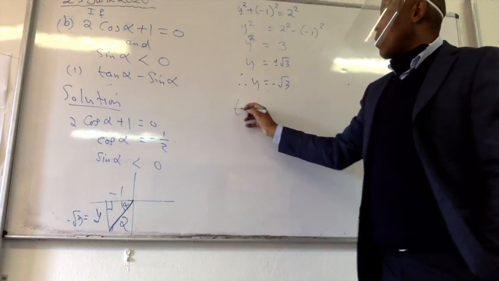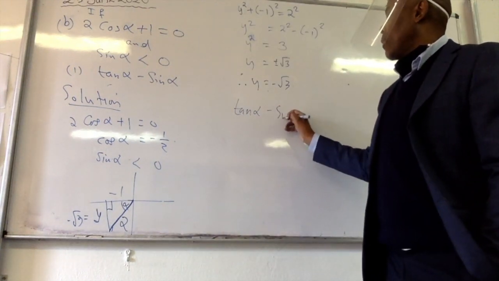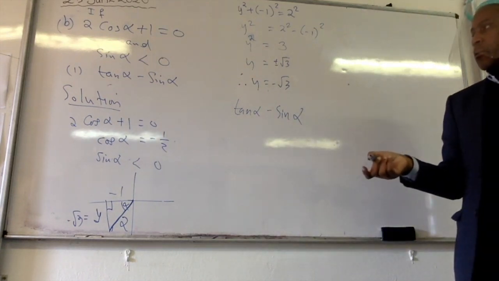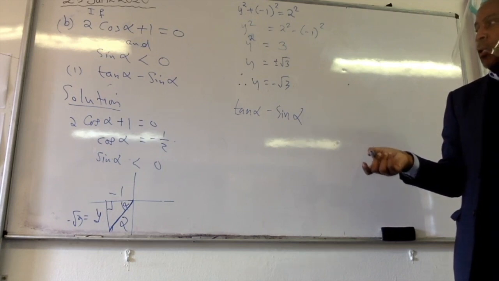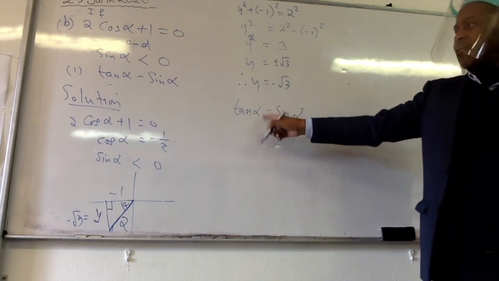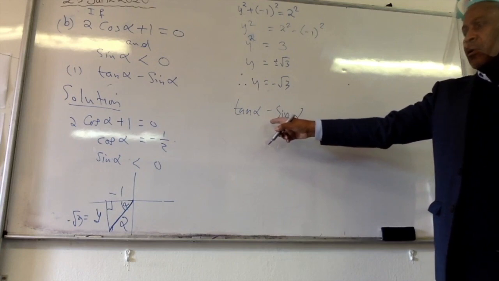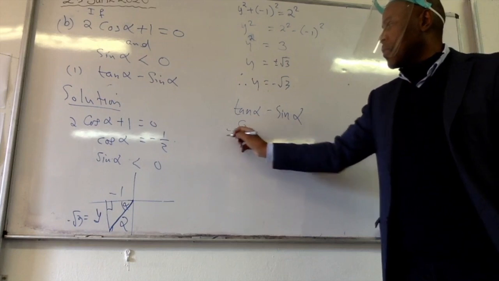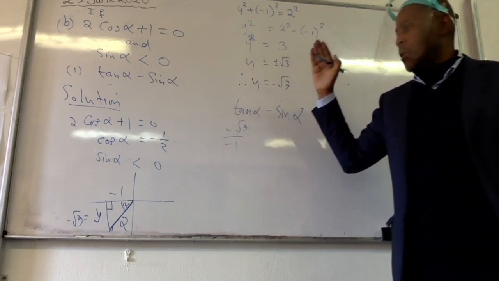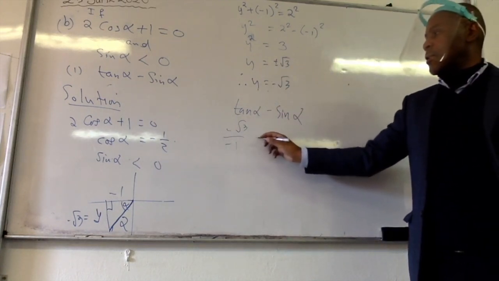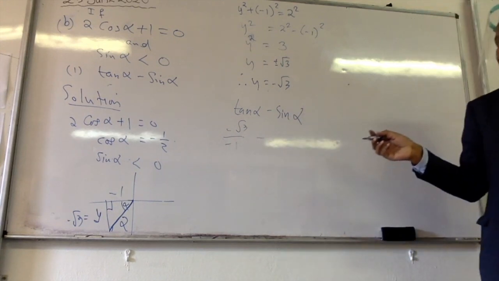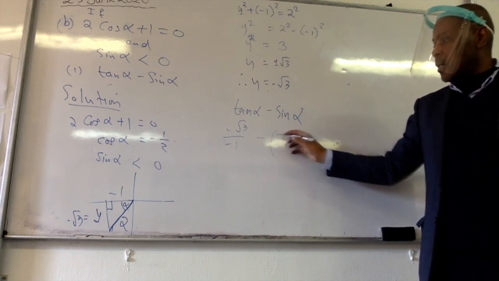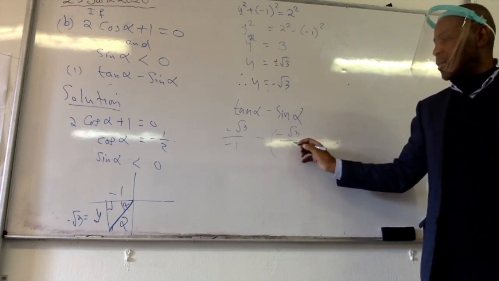Right, so we want minus tan alpha. What is tan alpha? Tan alpha is minus square root 3 over minus 1. Tan alpha is minus root 3 over minus 1. That is your opposite over adjacent. Subtract sine of alpha. What is sine alpha? Minus square root 3 over 2.